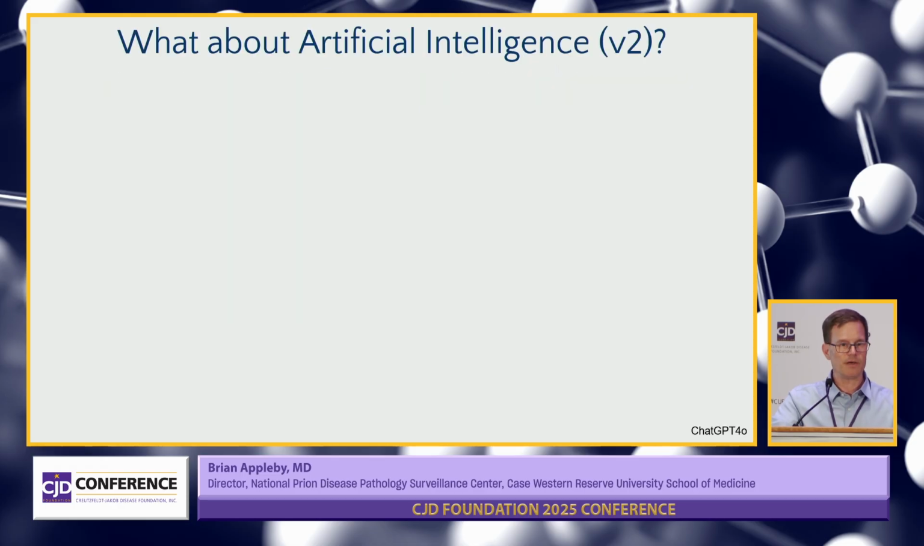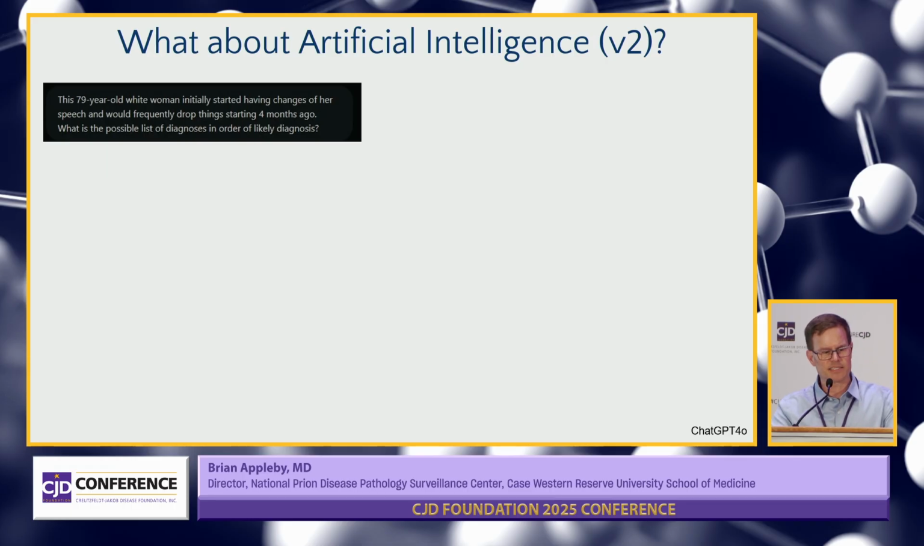Last time, we talked about, well, what about artificial intelligence? That's about all you hear about on the news nowadays. So we did this exercise last time. How can we improve the diagnosis of CJD? AI has to be helpful to some extent. So this is version 2 of that. I used the same exact case as last time: a 79-year-old woman who initially started having changes of her speech and would frequently drop things, starting about 4 months ago. And what's the possible list of diagnoses and the order of likely diagnosis?